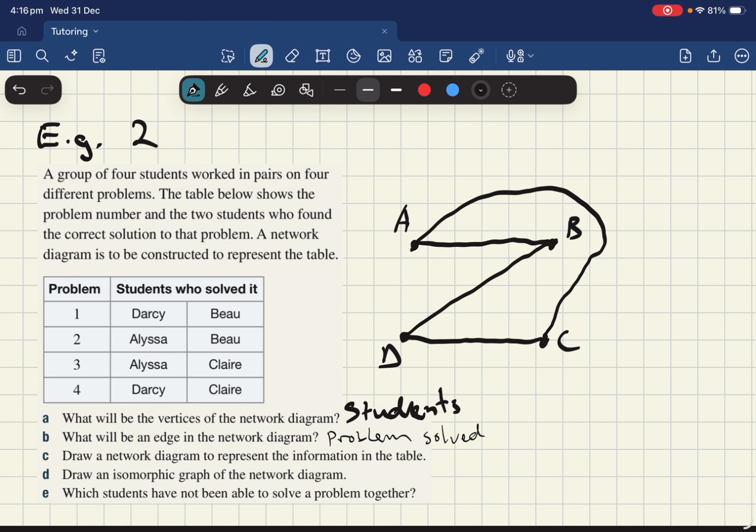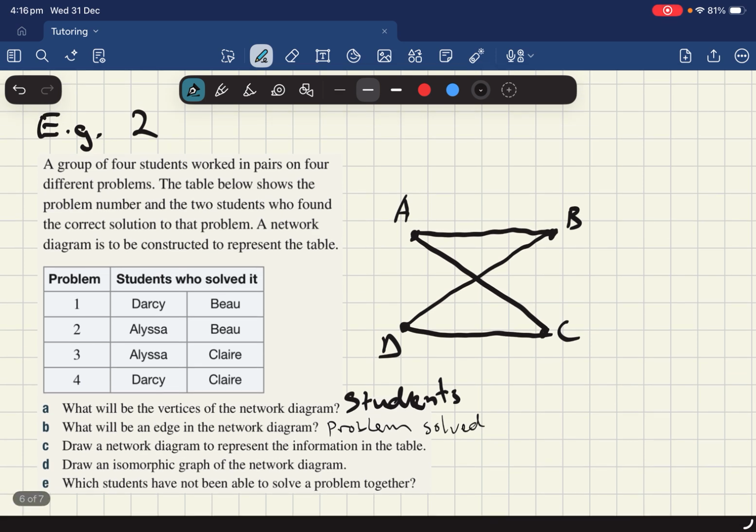Now, part D is saying draw an isomorphic graph here. Just to make this a bit more obviously different, let's draw it like this. So A is going to connect to C, and D is going to connect to C as well. Now, we want to draw an isomorphic graph. Let's do this at the bottom down here. So we have Darcy and Bo have solved one together. So let's go Darcy, Bo, next to each other. And let's do A and C.